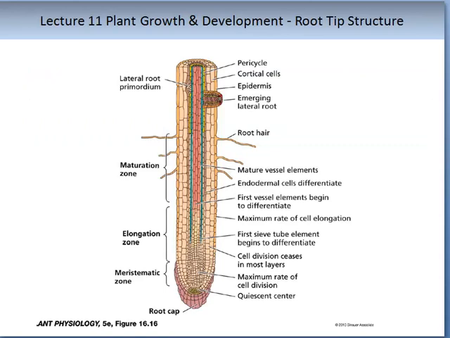The figure on the slide shows a visual representation of the root tip structure. You will note the lateral root primordium, the mature zone, the elongation zone, the meristematic zone, and the root cap. All of the important components of each of these zones are illustrated.